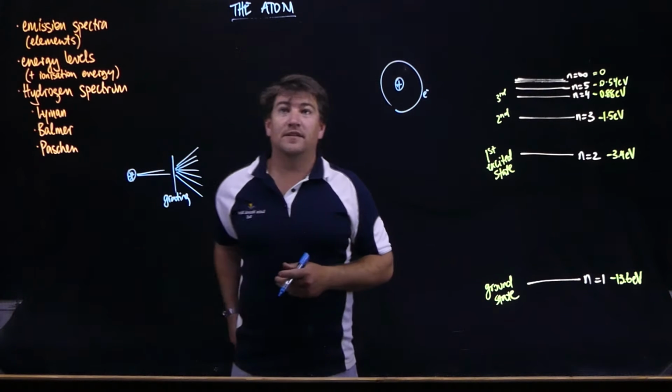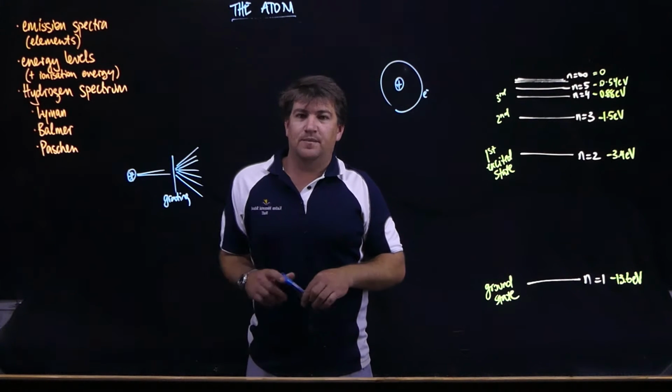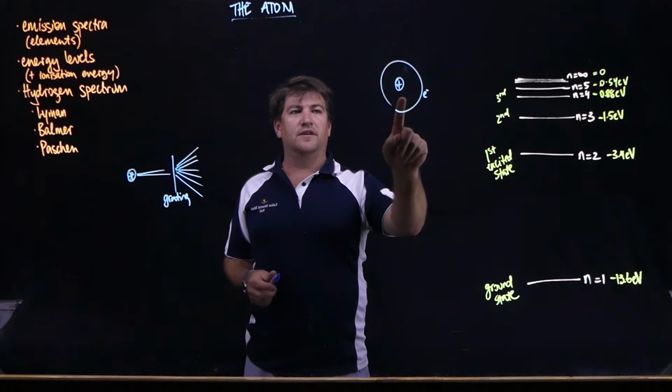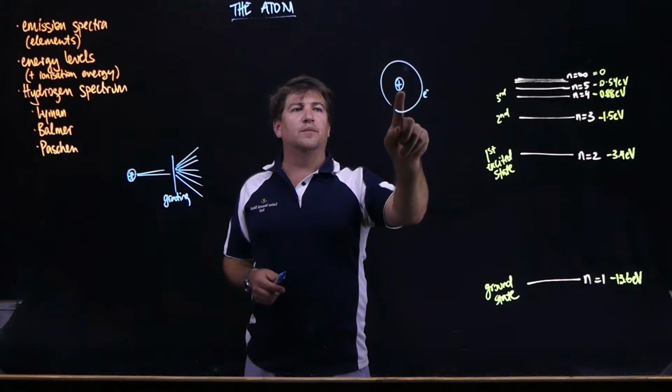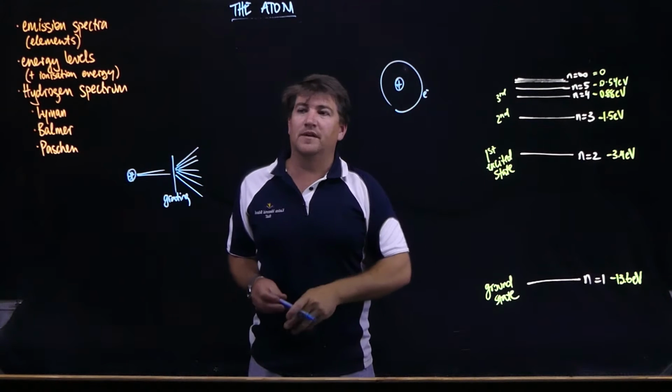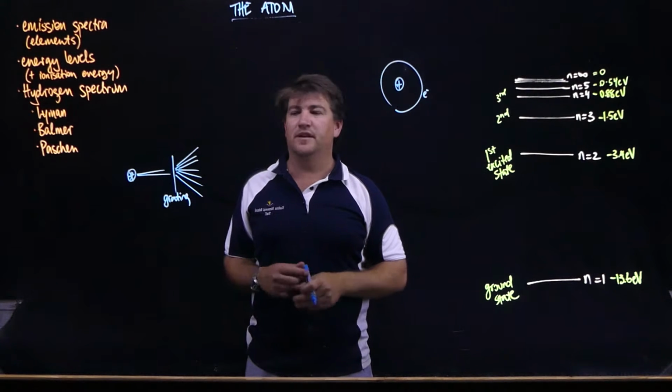Okay guys, today we're going to be starting to look at atoms and nuclei. We're going to start off with the atom. So in junior sciences you would have looked at something similar to this here. We've got a positive nucleus and we've got some electrons orbiting around the outside using the electrostatic force.